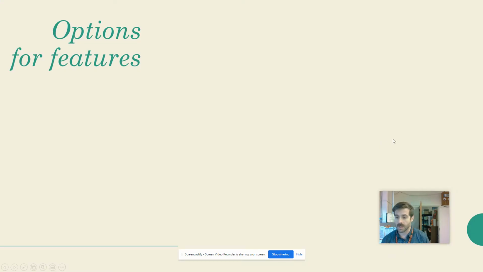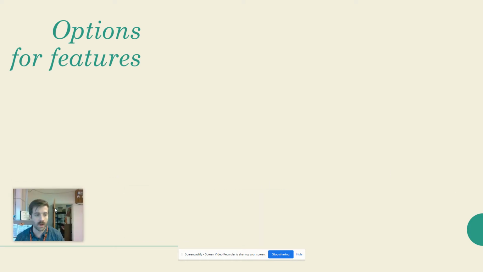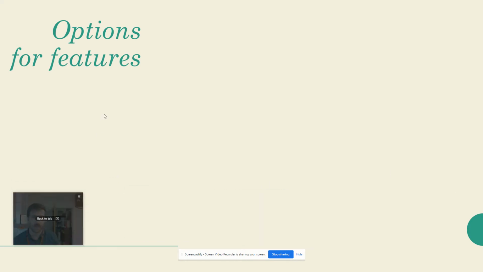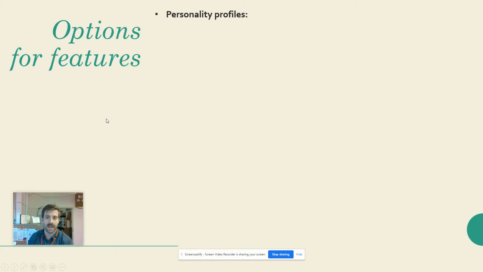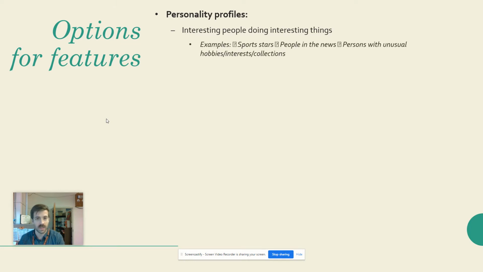So, some options for feature writing. These are really wide open. They give us a lot of different things that we could potentially talk about as a class. The first one is personality profiles, just finding someone interesting who does interesting things. People who play sports, people who've made the news, people with unusual interests or hobbies. Anybody has something that's interesting about them. And so it's your job to interview that person and let that personality shine through.